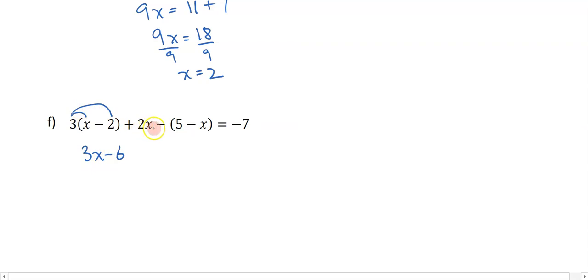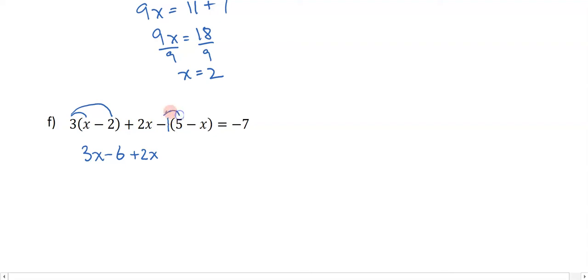This plus 2 is not being multiplied by anything, so I just write it down. Plus 2x just comes down. It follows along in the same order. This minus, when there's nothing beside the bracket, we put a 1 in there, right? There's really a minus 1 in there.